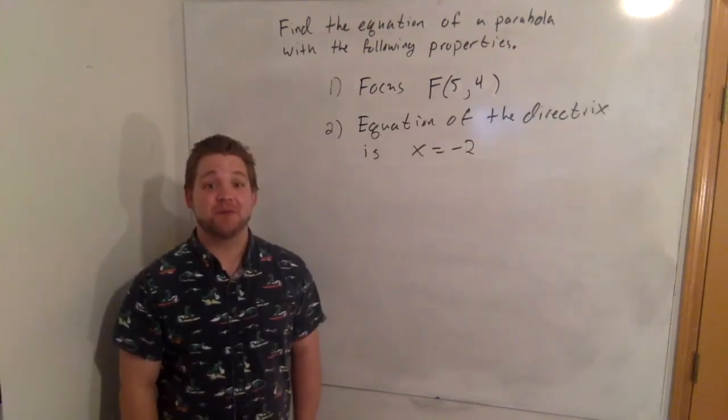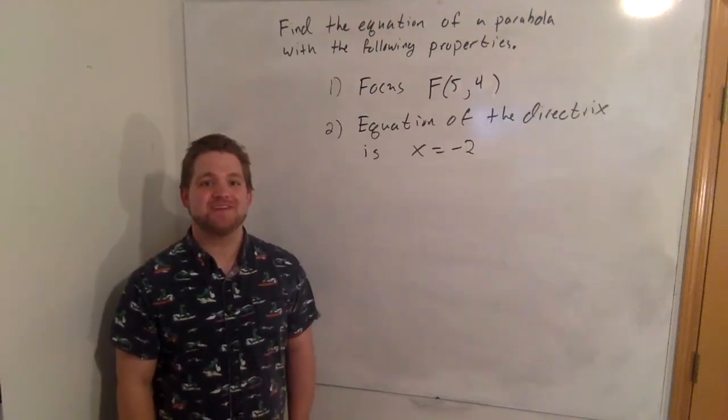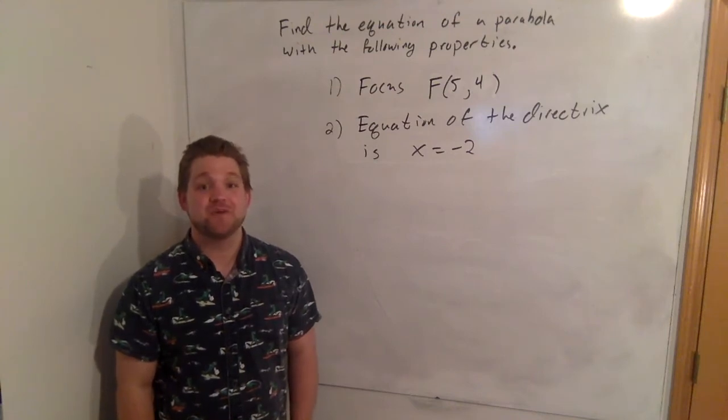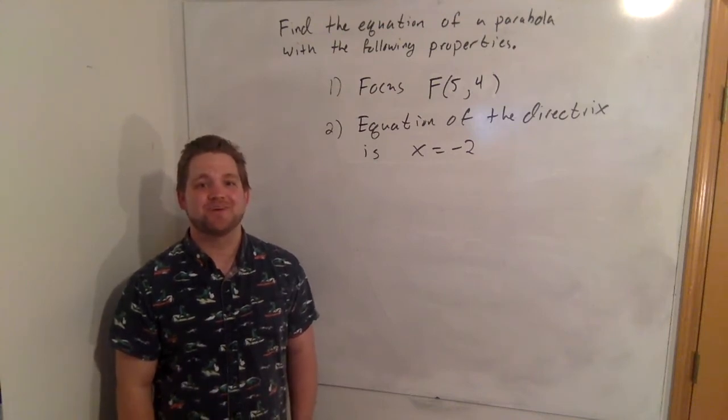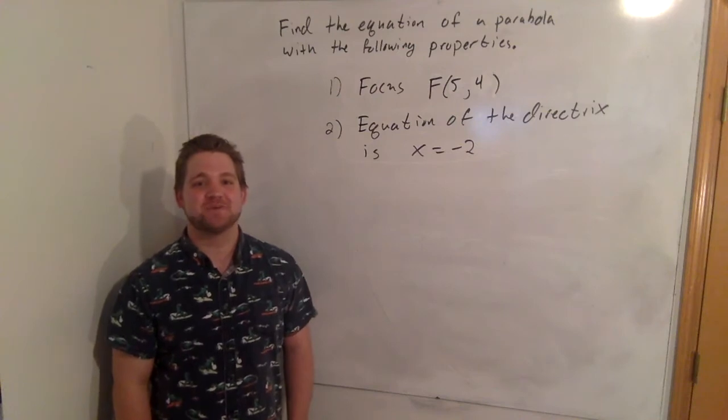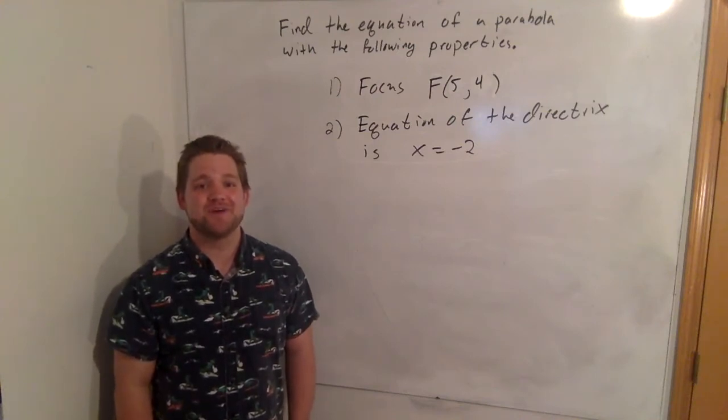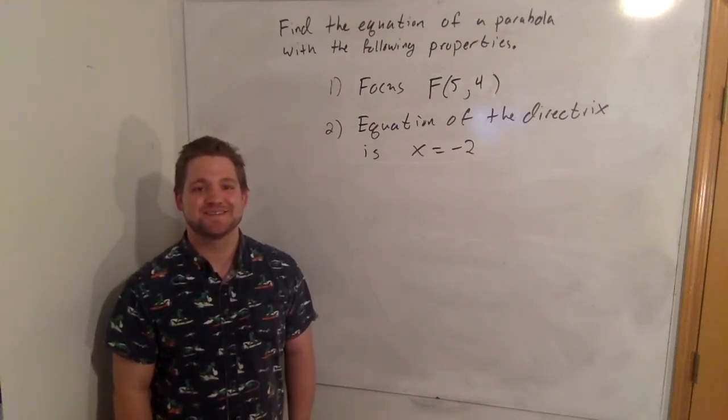Let's try this next problem. I want you to try to find the equation of a parabola that has a focus at coordinates 5, 4, and the equation of its directrix is x is equal to -2. Pause the video and give this a shot before we do it together.